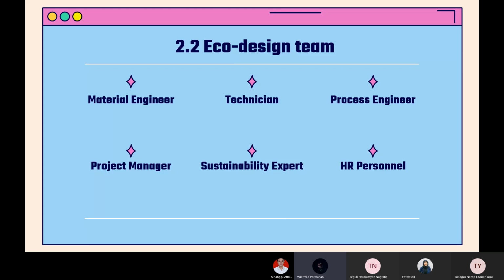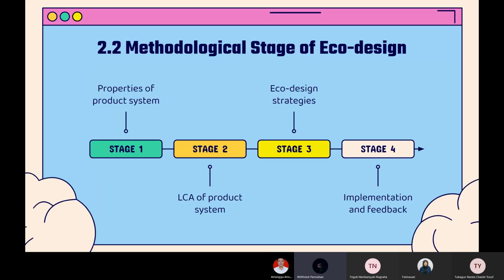The fifth is the sustainability expert. This specialist will coordinate the sustainability aspects such as environmental, economical, and social in order to balance the environmental responsibility and business efficiency. And then the last one is the human resource personnel that will manage the human resources in the eco-design team.